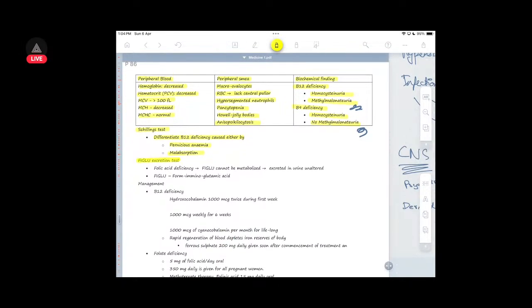You can have the FIGLU excretion test. In folic acid deficiency, FIGLU cannot be metabolized and is excreted in urine in unaltered form, formiminoglutamic acid. This is an important thing.